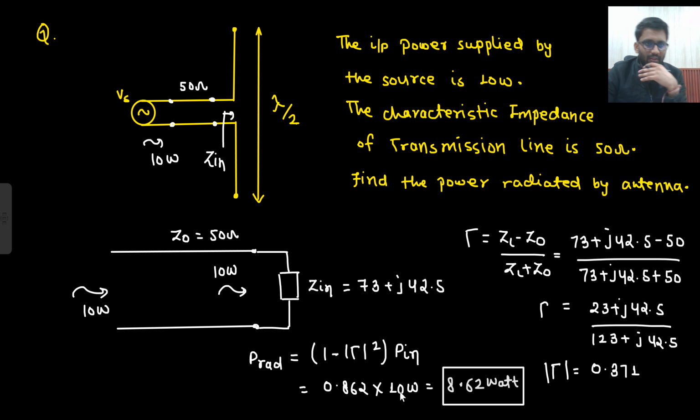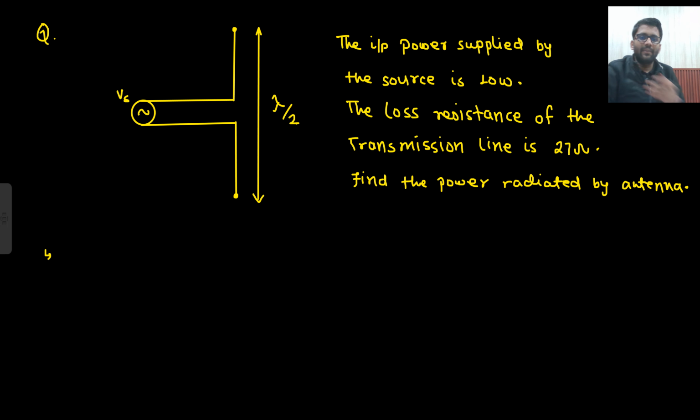8.62 minus 10. So the lost power is 1.38. So 1.38 watt power is reflected back. So that is lost, and the antenna is radiating 8.62 watt power. Very easy question, right? Now we will see another kind of loss, that is the conduction loss. It could be, or it could be dielectric losses as well.